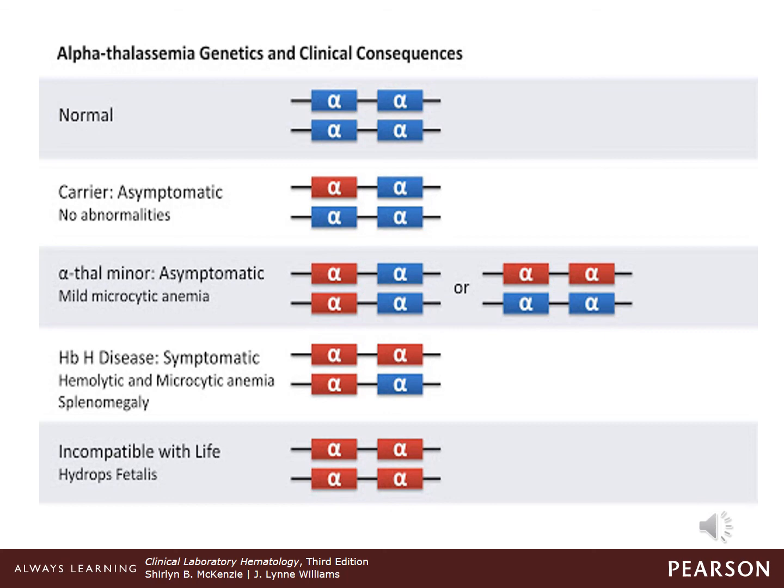Now, the most severe, if you have no alpha chains, it's completely incompatible with life, called hydrops fetalis. Usually infants don't make it to term in gestation, or not much further past birth.